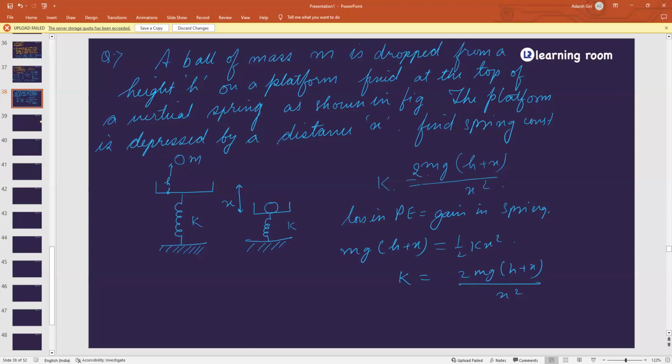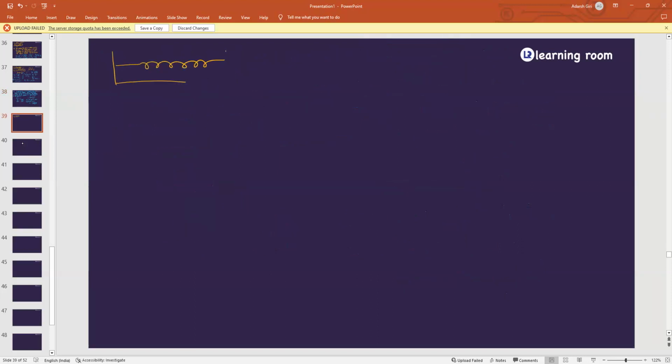Next question says that, we have a condition here. Sir, I actually did it in a different way. Go on. I took the difference in the energy as work done by the gravity minus work done by the spring. So, you did the same thing. Whenever we talk about change in energy, you can relate it with the work done. Whenever I say loss in potential energy, that was work done by the gravity, or gain in spring energy, that is work done on the spring, isn't it?